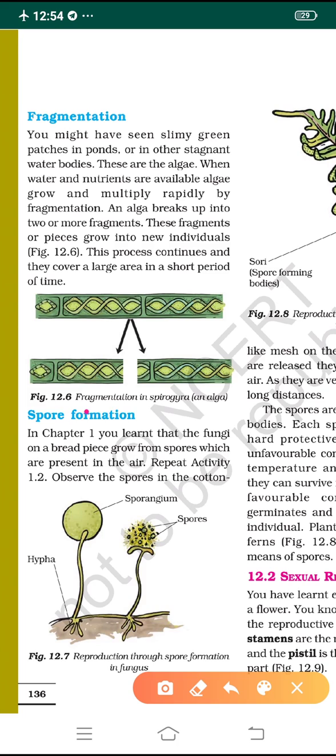So dear students, you can now understand fragmentation in Spirogyra or algae. For algae there is one more name, Spirogyra, which is a scientific name. They reproduce by the fragmentation method. They split into many pieces and each fragment develops into a new individual.